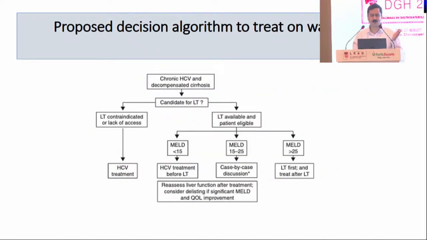So what is the proposed algorithm? If you have decompensated cirrhosis, if you have lack of access to liver transplant, treat all patients. And if the MELD is less than 15, again, you treat all patients. 15 to 25, case by case discussion. If they are a candidate for transplant, you can wait. If not, treat, wait and see if there's improvement in the liver functions. They might escape liver transplant. If not, they should be subject to transplant. And if the MELD is high, then you can transplant them straight away and treat later on.